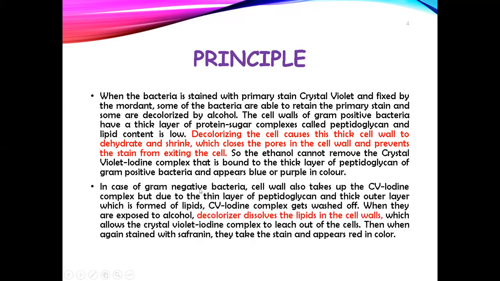While in case of gram negative bacteria, the lipid content is very high. So when alcohol is added, it causes the extraction of lipids, and because of which the lipid dissolves in the alcohol, and therefore the crystal violet iodine complex which is present in the cell gets removed, and that is the reason why the gram negative bacteria get decolorized. And when you are again staining it with the counter stain safranin, the gram negative bacteria will take up the stain and they will appear red or pink in color.